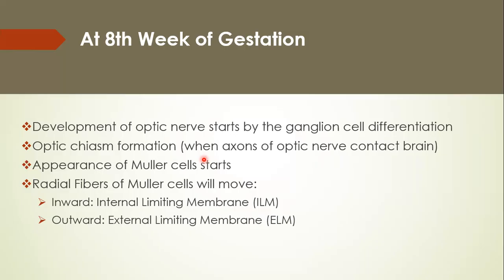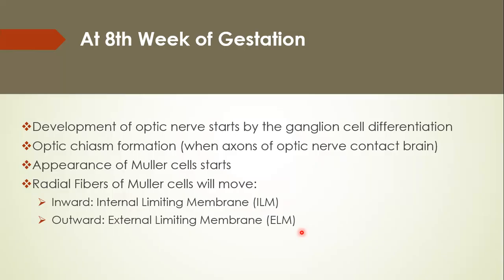So Muller cells will start to appear, and their radial fibers will move in different directions. When the radial fibers of the Muller cell move inward, they will form the internal limiting membrane, which is a layer of the retina. That layer of the retina will be formed by the Muller cell, and when the radial fibers of the Muller cell move outward, they will make the external limiting membrane. So there are 10 layers of the retina.